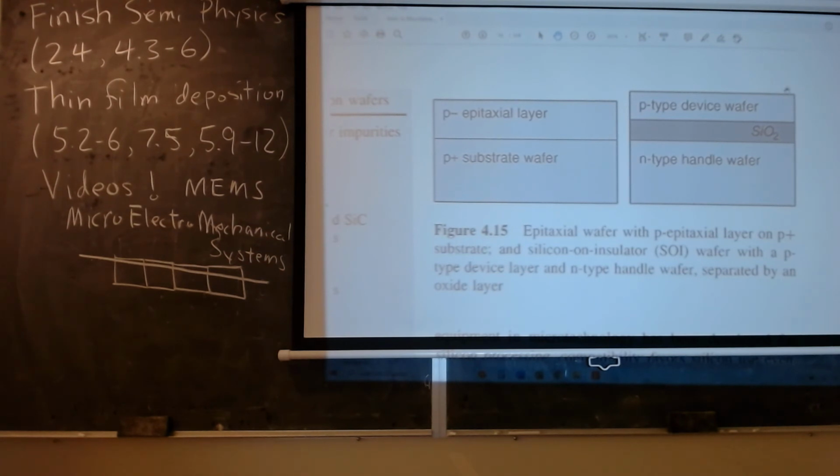For example, it allows you to fabricate individual devices in this top layer that are electrically isolated, because silicon dioxide is an insulator, whereas your silicon down here is typically a conductor. So that was the reason for including 4.6, I want you to be aware that there's this type of wafer called silicon on insulator.